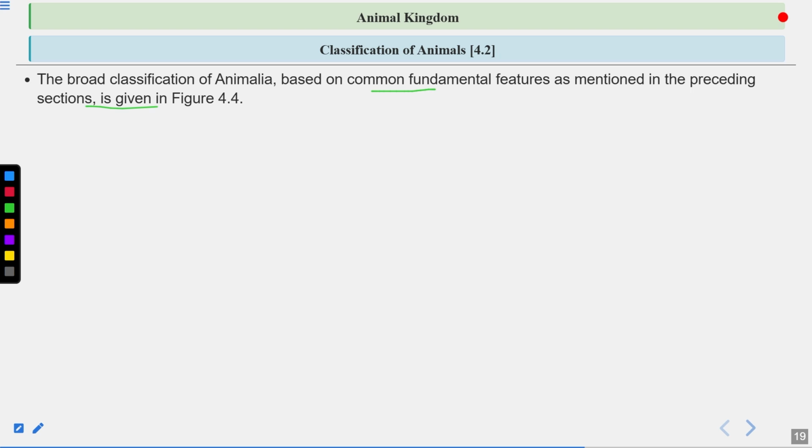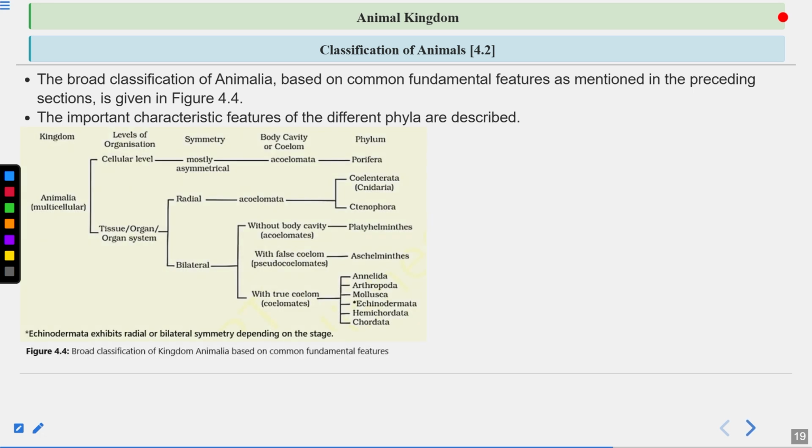Okay, now coming to this particular figure, this is very, very important. So important characteristic features of the different phyla are described here. This figure makes you understand why these fundamental features are important. So here you can see what we are studying, Kingdom Animalia.